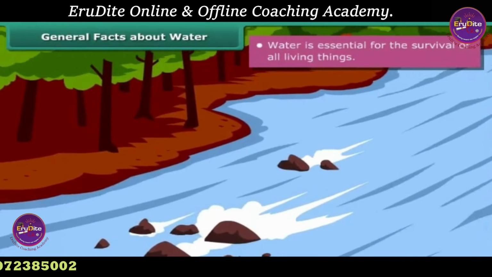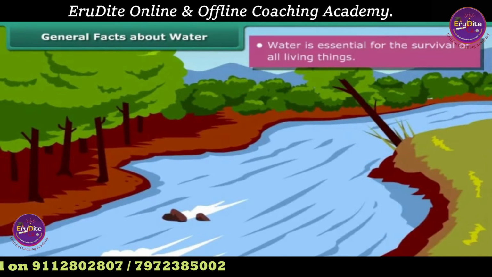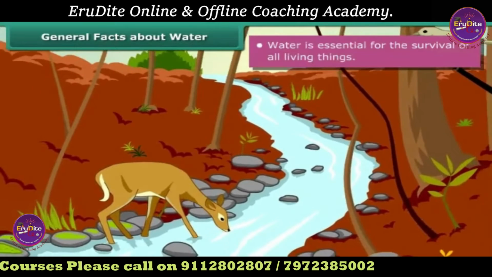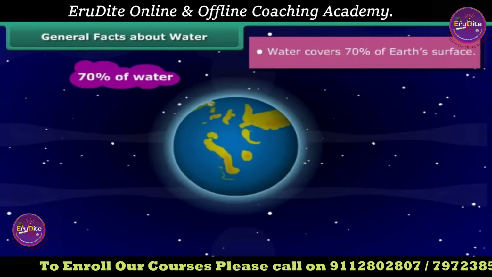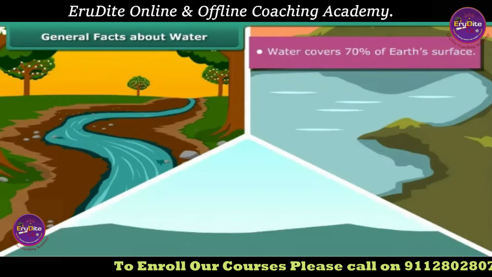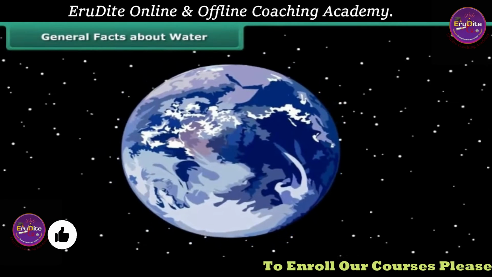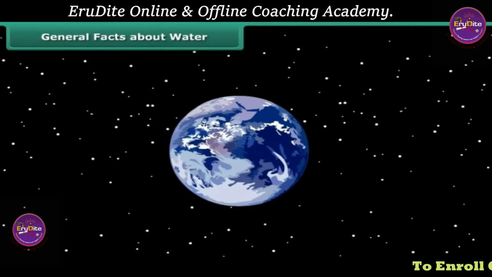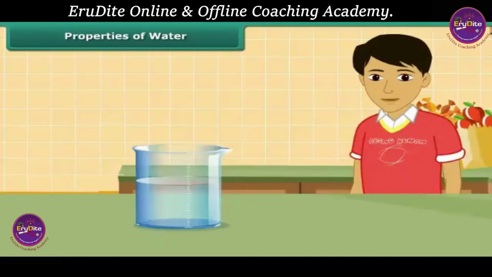Water is essential for the survival of all living things: plants, animals, human beings, and other life forms. It covers 70% of our planet in the form of rivers, ponds, oceans, and streams, making Earth appear blue in color when seen from space. In fact, the abundance of water has earned Earth the sobriquet, Blue Planet.